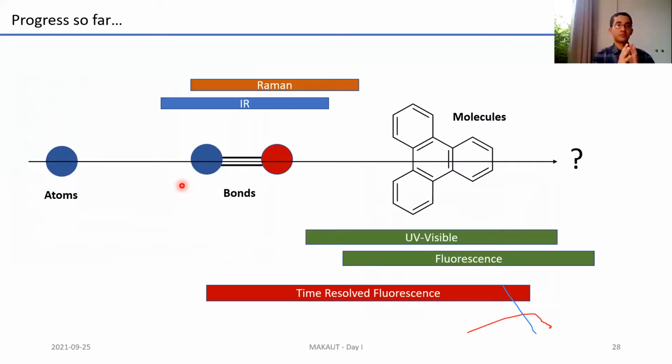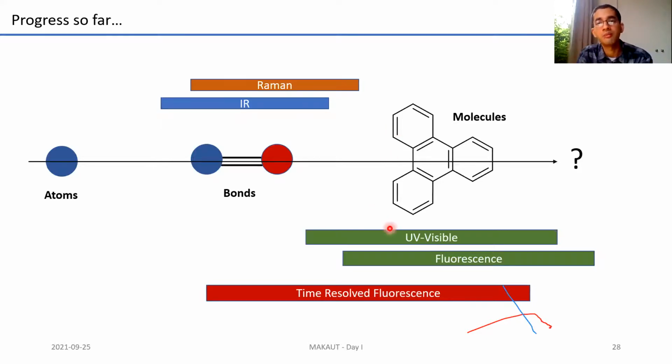So this is the progress that we've had so far in my talk. Apologies, I've been talking continuously for quite some time, but I'm hoping that you've been able to follow most of it, if not all. These are atoms, and then there are bonds, and then there are molecules. I have tried to discuss spectroscopic techniques which can be used to study bonds, for example IR and Raman spectroscopy.